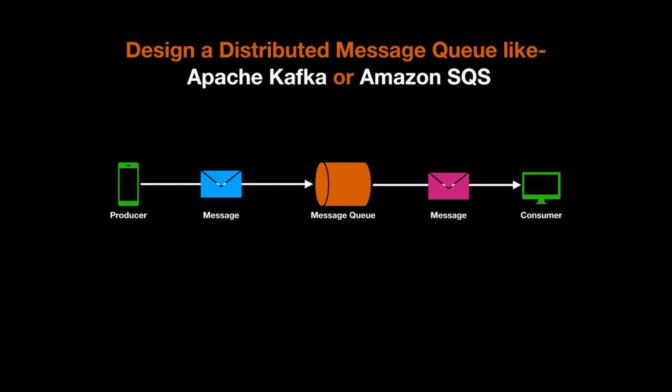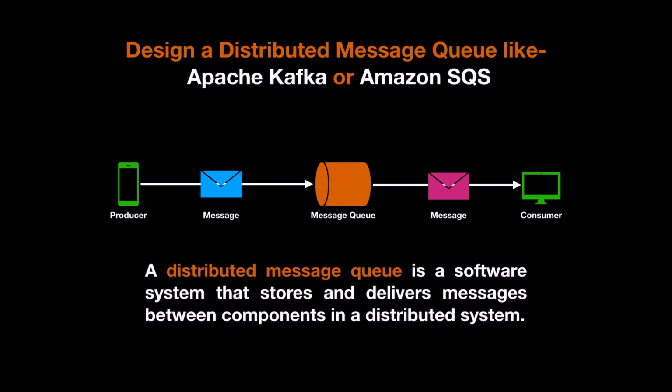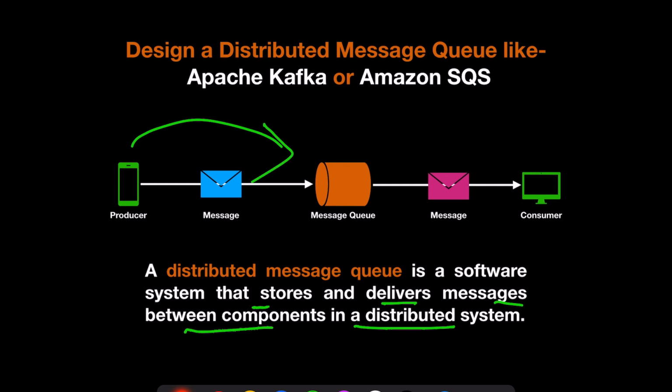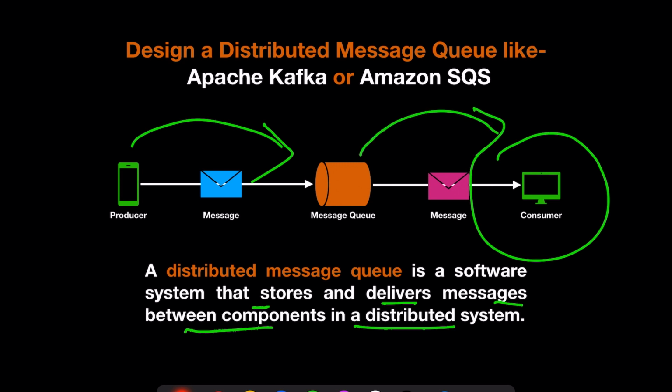Hello everyone, in this video we will design a distributed message queue like Apache Kafka or Amazon SQS. A distributed message queue is a software system that stores and delivers messages between components in a distributed system or microservice architecture. Usually we have some producers who send messages over the network to a message queue. Then we have consumers who pull the messages out of the queue. In this lecture, we will see how we can design a distributed message queue.